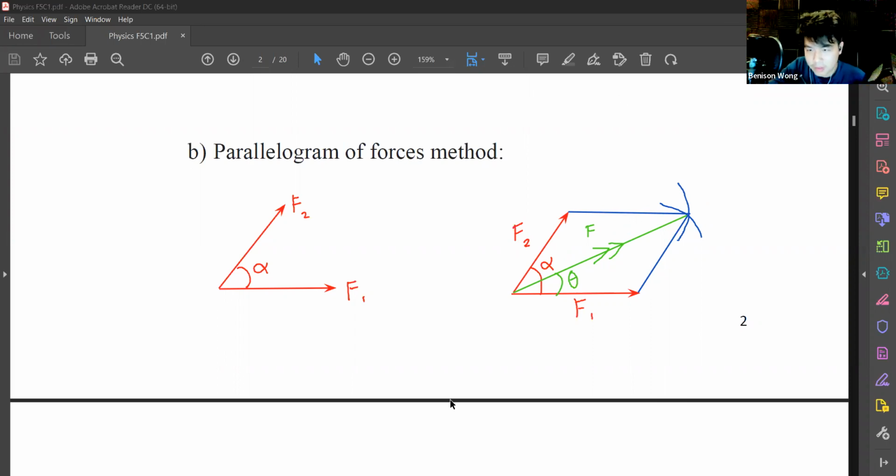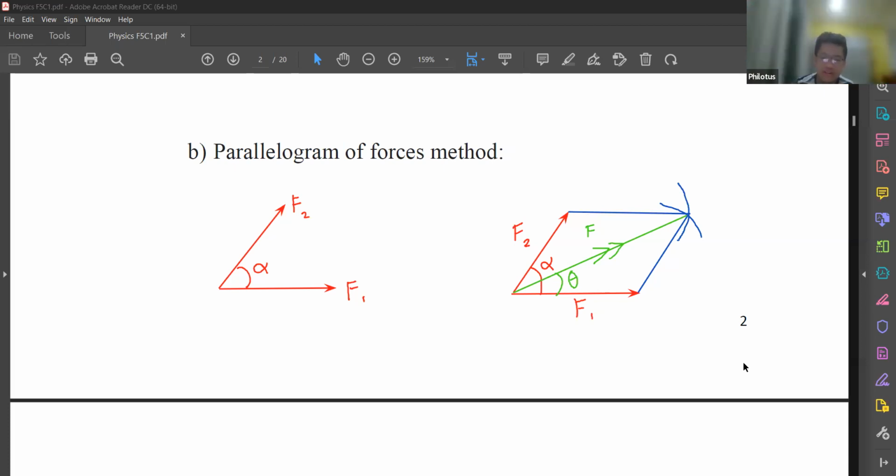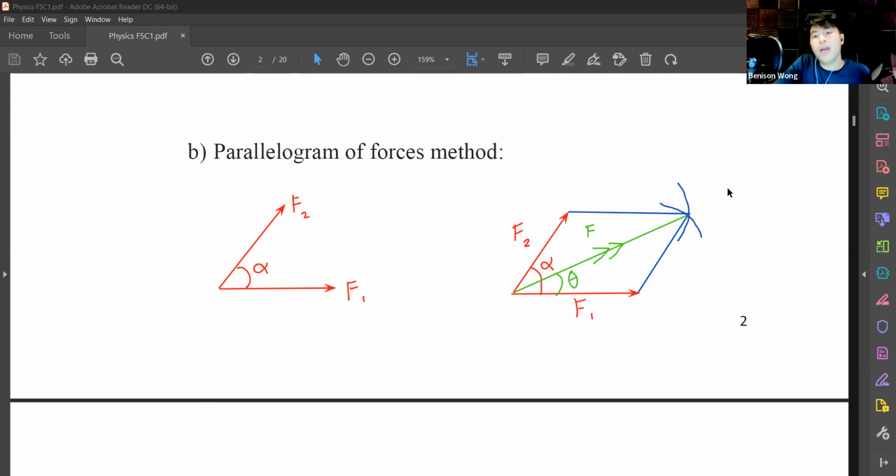Understand? Don't understand? Let me know. I still don't really understand. It's okay. If you don't understand, when we do the exercises, I need you to draw the actual triangle and the actual parallelogram yourself. Then you will understand. Okay, anyone got any other question?